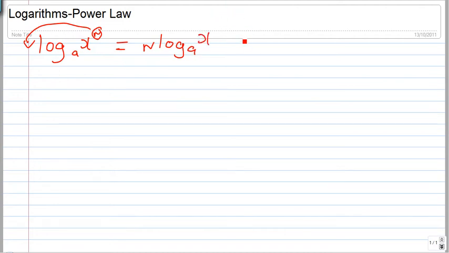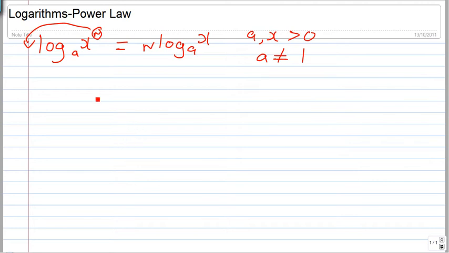Now, of course, we are only dealing with positive numbers because it's logarithm. So a and x must be greater than 0. Okay, a cannot be equal to 1, for any real number r.